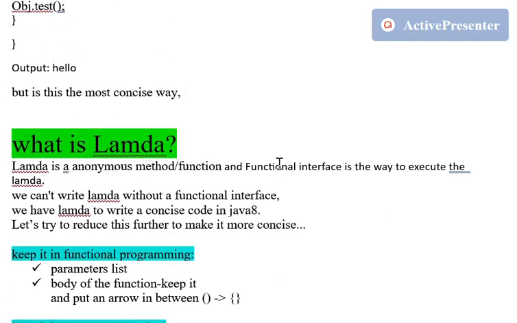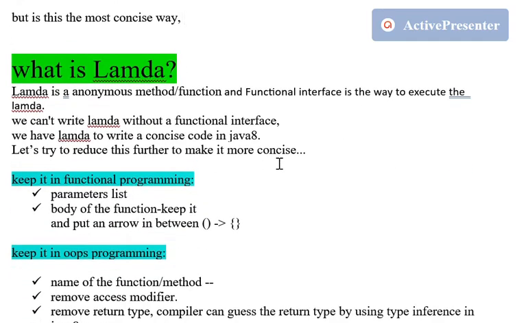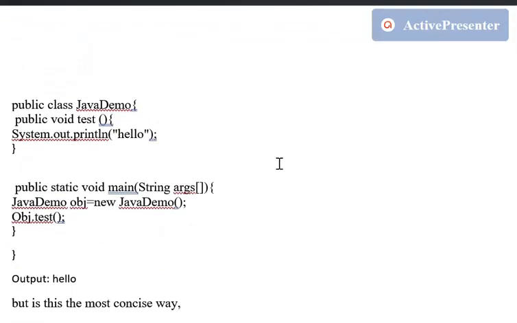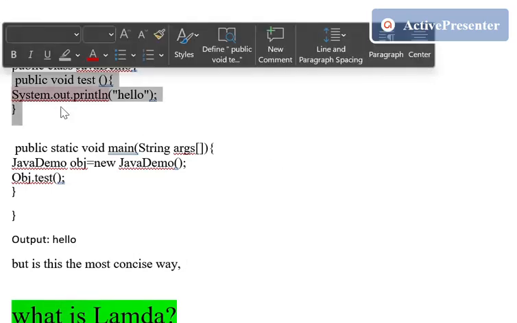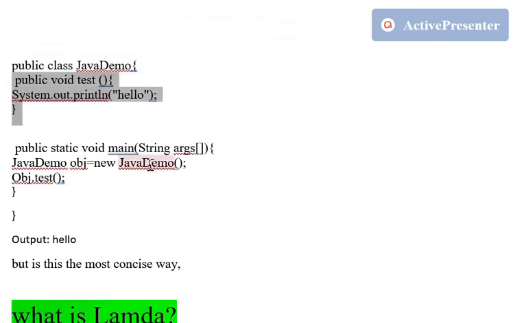We can't write Lambda without a functional interface. This is the normal Java program. So this is the normal Java method. We need to create a reference for this Java class. Using the reference, we can execute this method. So we need to write a lot of code.